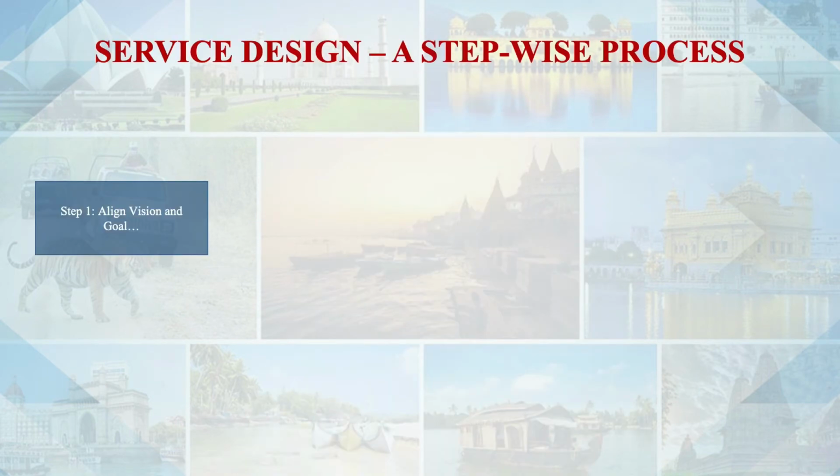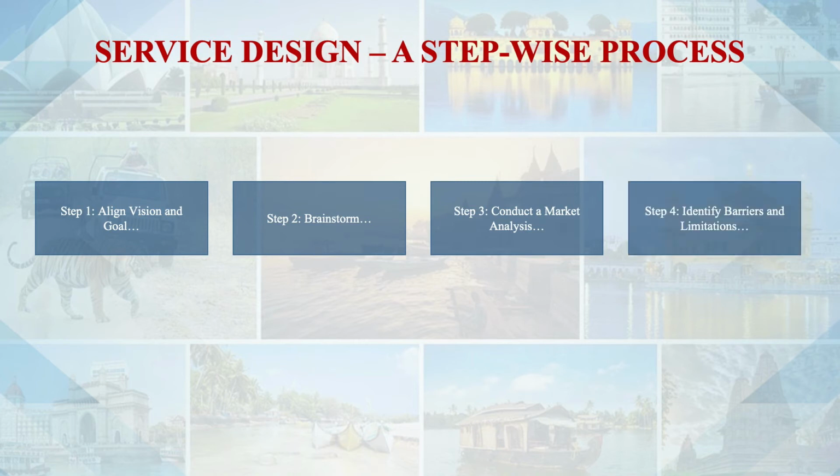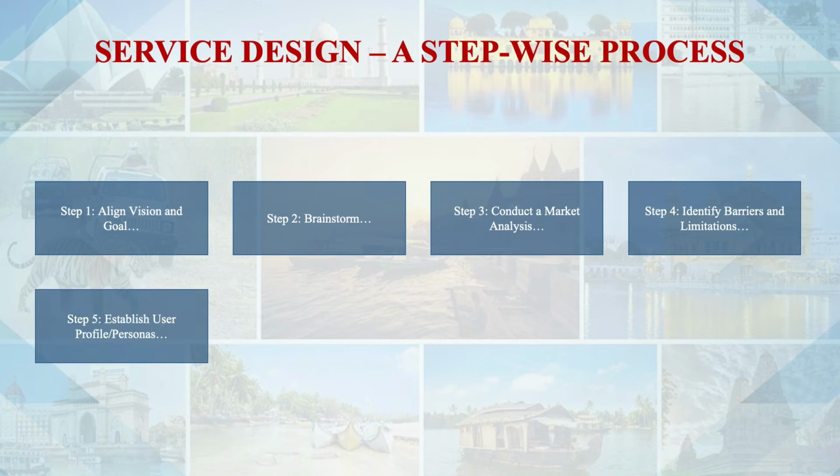Let us discuss this step by step. The first is align vision and goal. Second is brainstorming. The third is conducting a market analysis. Then in the fourth step, we need to identify the barriers and the limitations. In the fifth step, we need to establish a user profile, as we need to have the different characteristics about different people, their expectations, their desires, their needs. Then in the sixth step, we need to prototype and test that particular product.